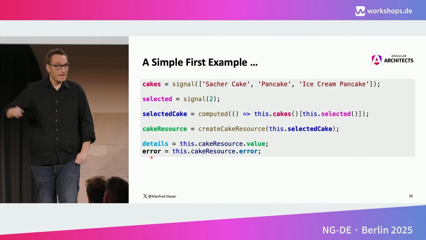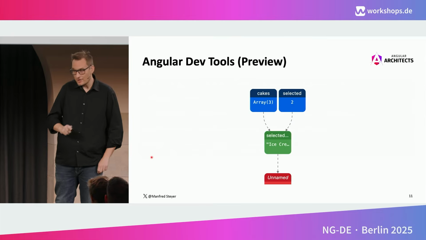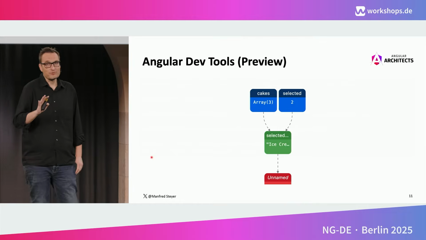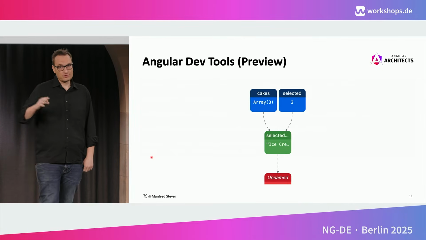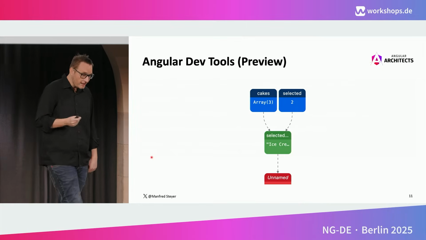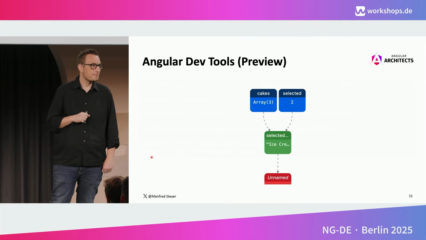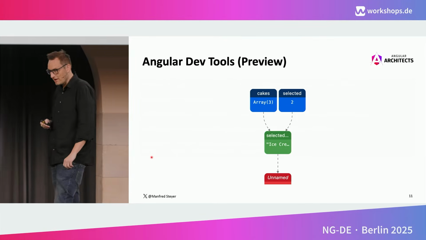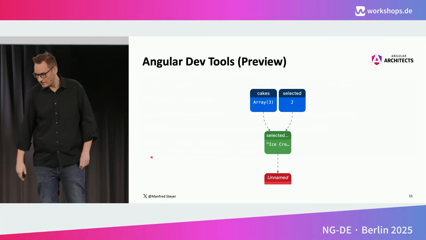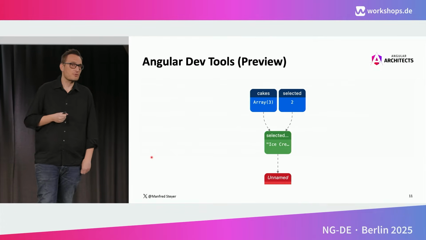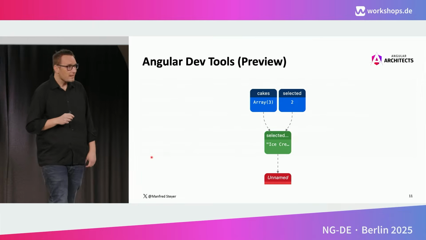This is our marble run, our signal graph, and we need to think in terms of this data structure. And this signal graph is for real. Meanwhile, you can even visualize it. The Angular DevTools have a feature, it's currently in preview, but if you activate it, you see your entire graph here in this shape. For instance, here you see my cake signal, selected signal, and also my selected cake. Here it's ice cream pancakes. And then I have unnamed.